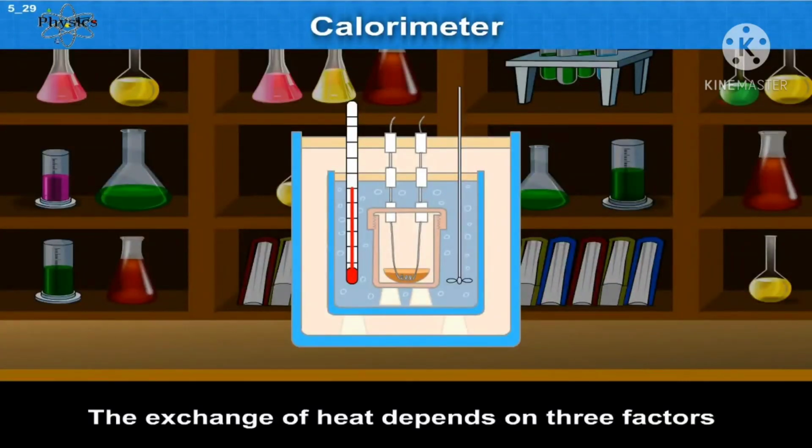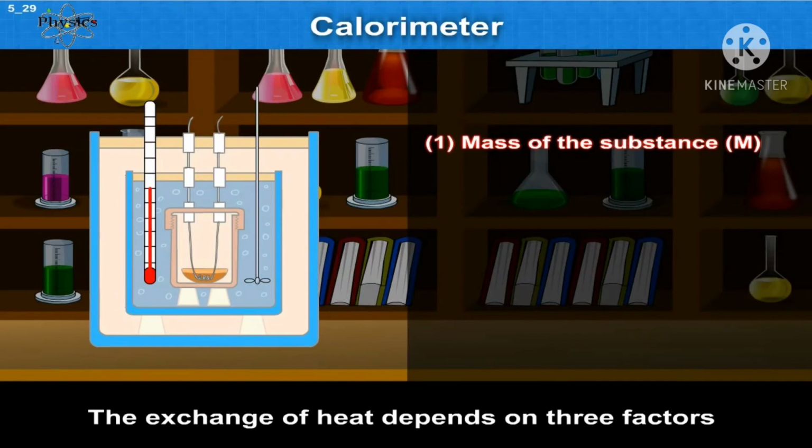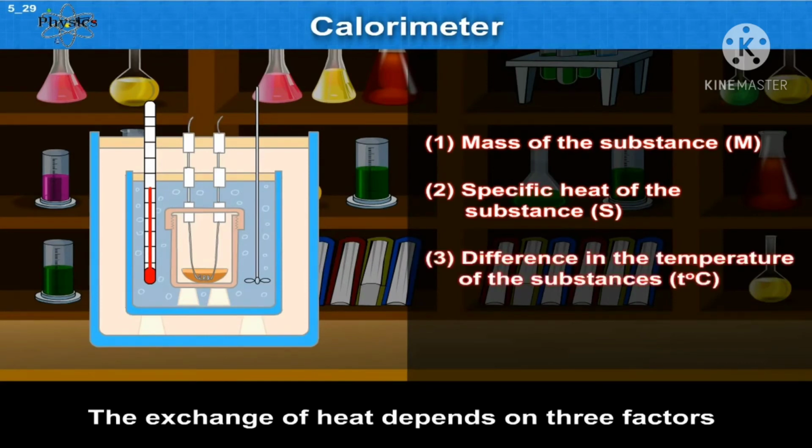Calorimeter. The exchange of heat depends on three factors. First, the mass of the substance, or m. Second, the specific heat of the substance, or s. Third, the difference in the temperature of the substances, or T.